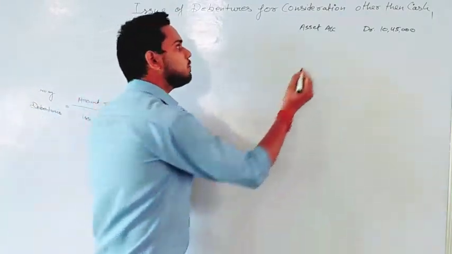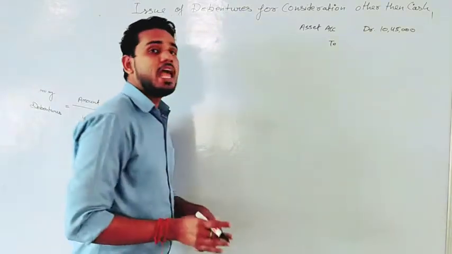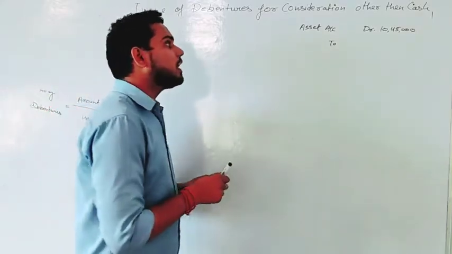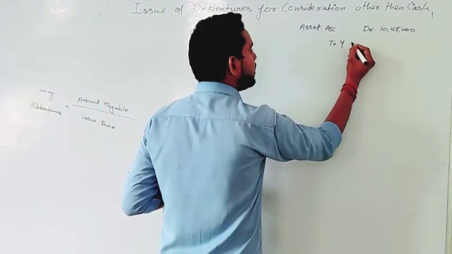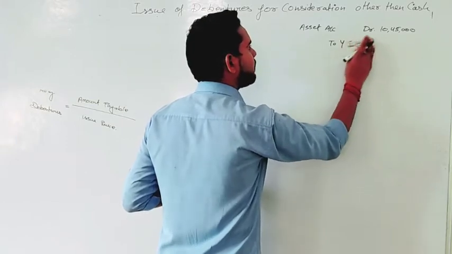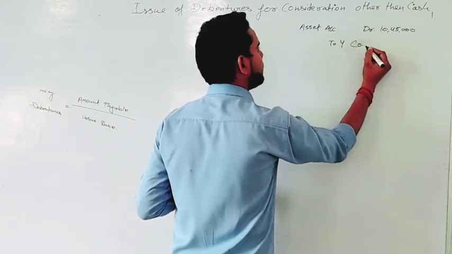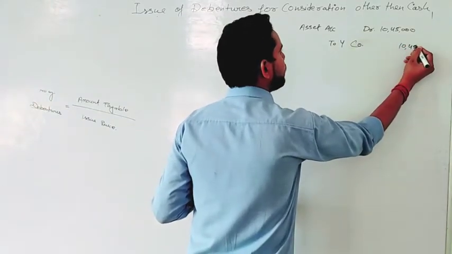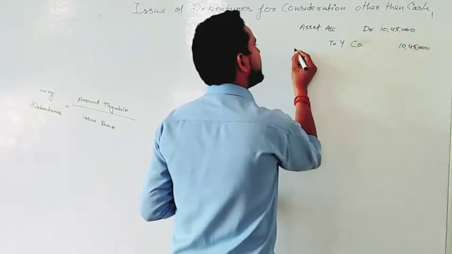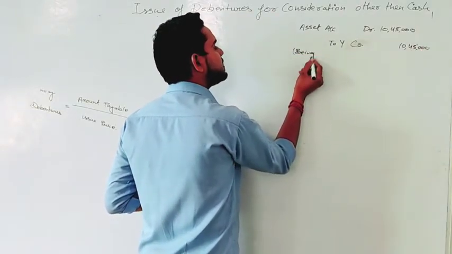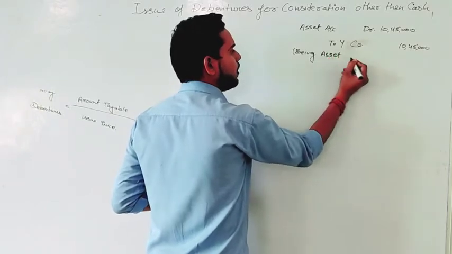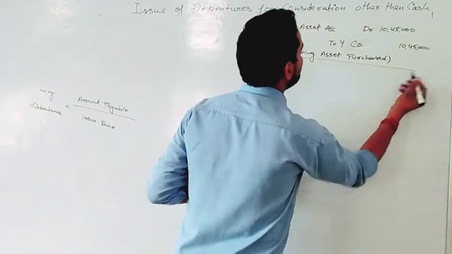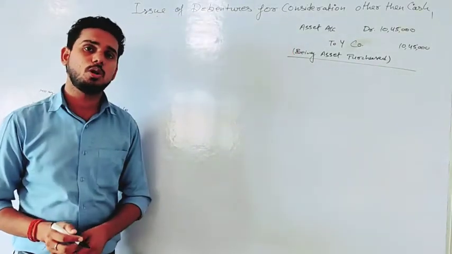After debiting asset, what we will do? We will credit the vendor. And in our case, as we are purchasing the asset from Y company, we will credit Y company limited or whatever the name of the company. It's Y company, so we can write simply to Y company, right? Okay, and the amount will be the same, 10,45,000. And the narration will be: asset purchase. You can ignore the word being also. There is no compulsion now for writing the word being, so we can simply write asset purchased also, right?